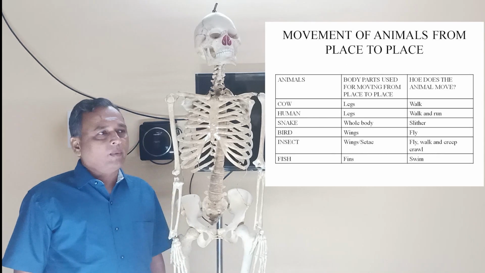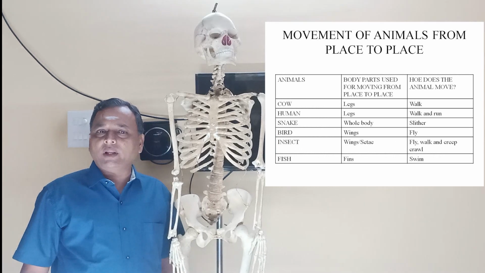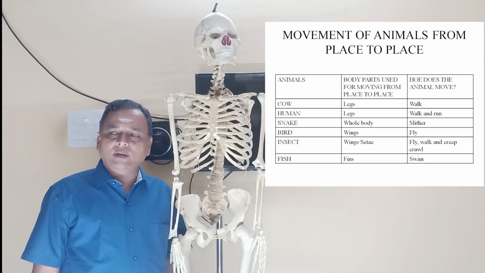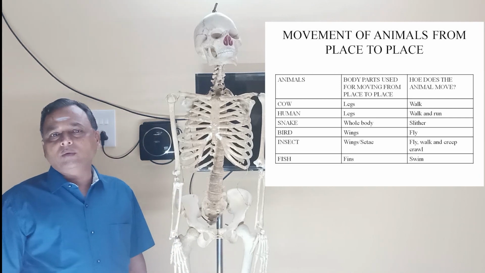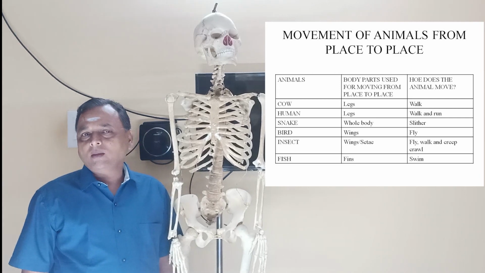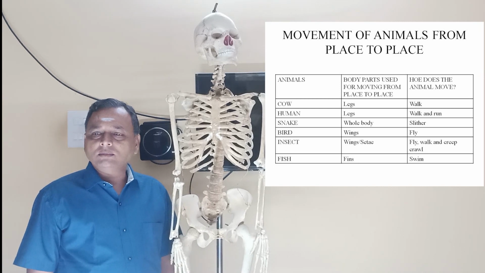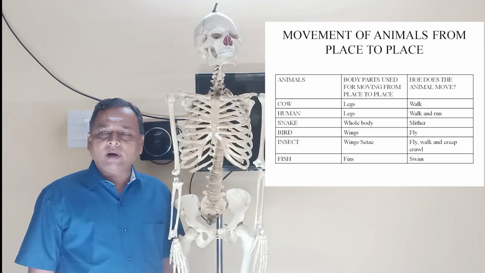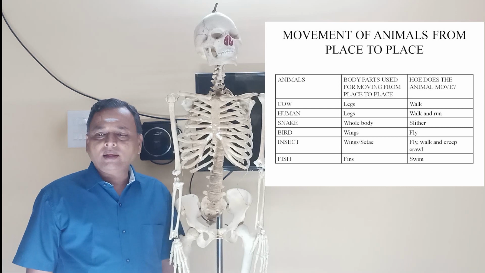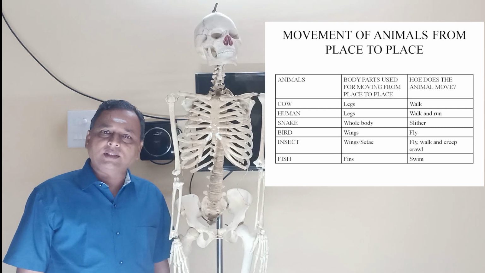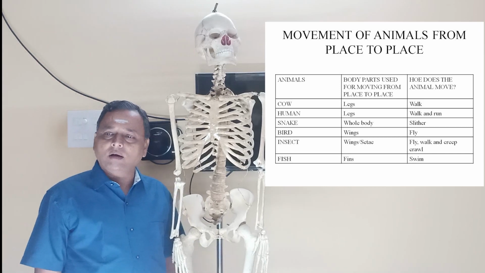And there are two charts given to you to learn how the animals move from place to place, which body part they use, and what the movement is normally called. One example I can give you is the cow. It uses the legs for movement and it is called walk. In a similar way, you may identify for human, snake, bird, insect as well as fish. It is given in the chart and you identify whether it is correct or not.